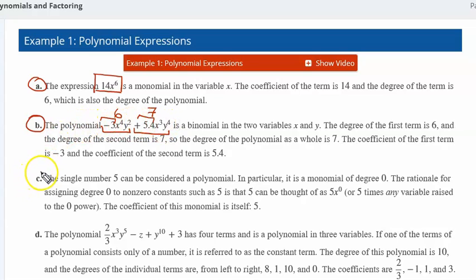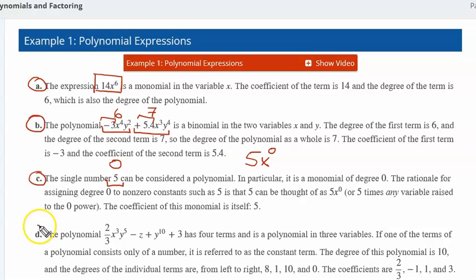Okay, letter C here. The single number 5, that would be a monomial. There is no variable. We might have thought of that as 5x to the 0 power, where the variable is to the 0 power. So its degree is 0. And again, anything to the 0 power is just 1. So this is just the 5.